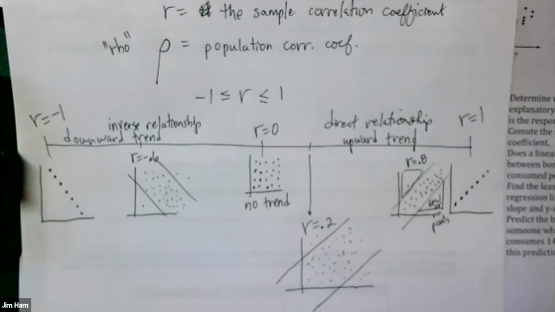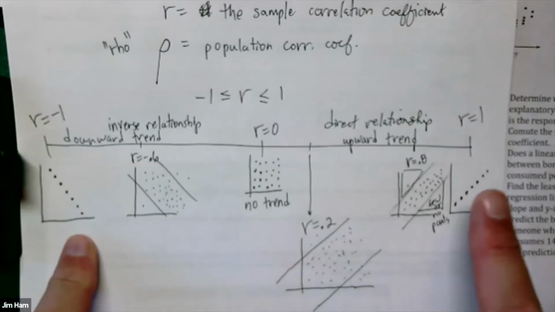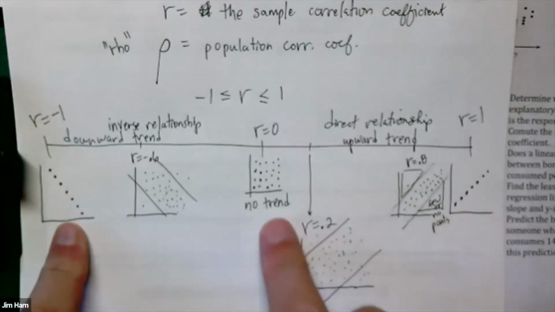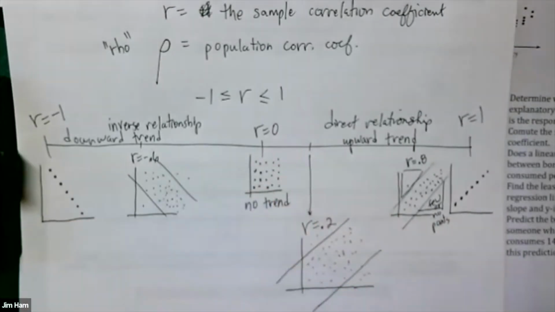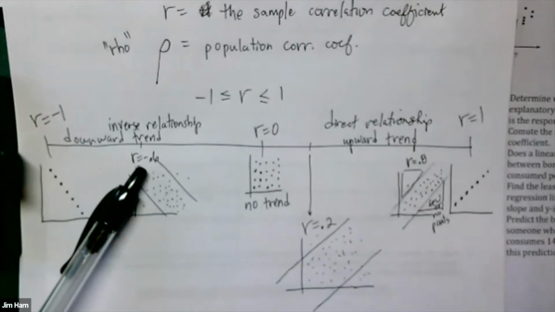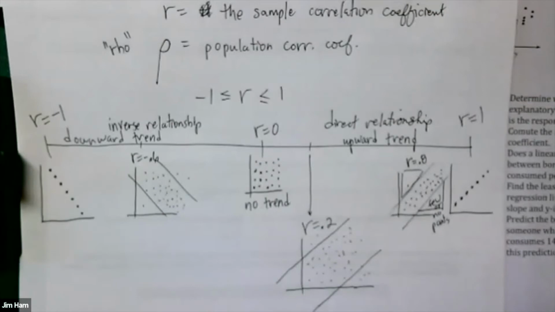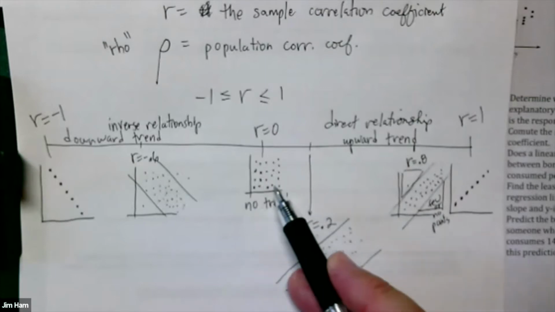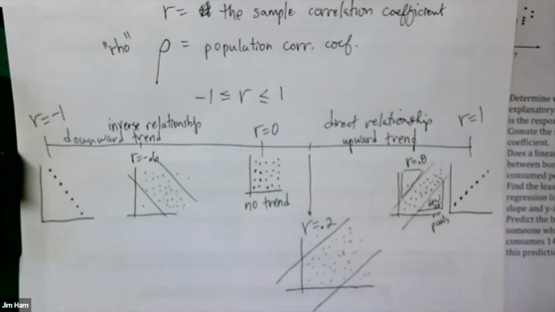My goal for you is to be able to know that this one's positive 1, this one's negative 1, 0 looks like there's no trend at all, and then to be able to identify a positive trend, which corresponds to a positive R value or a direct relationship. And if you see a negative R, then that means you have a downward trend. The closer the correlation is to 0, the more it's going to look like there's absolutely no trend.